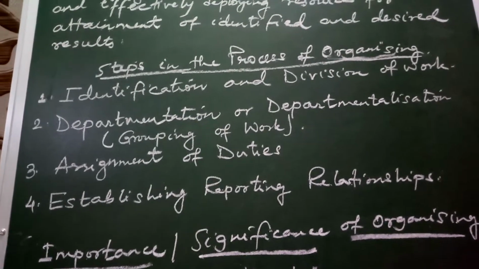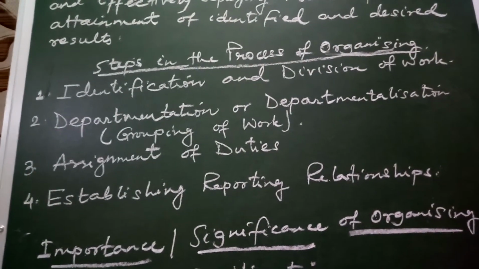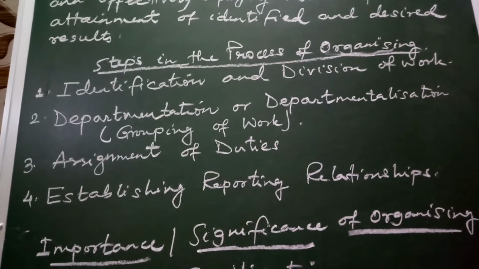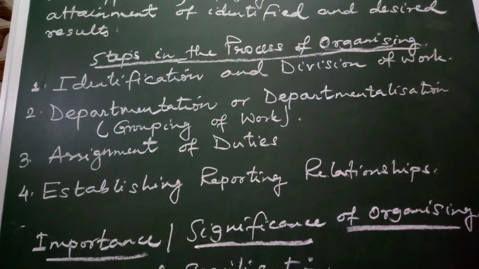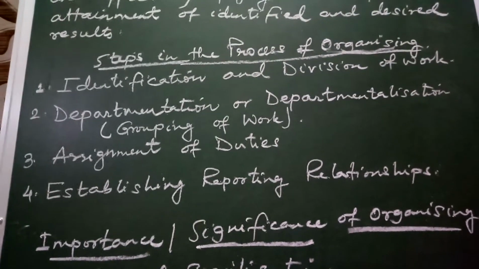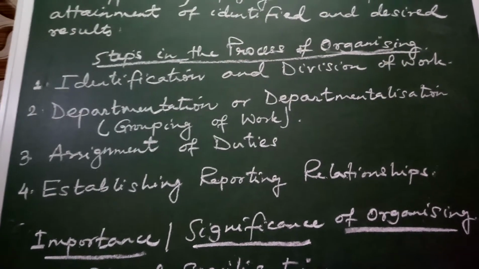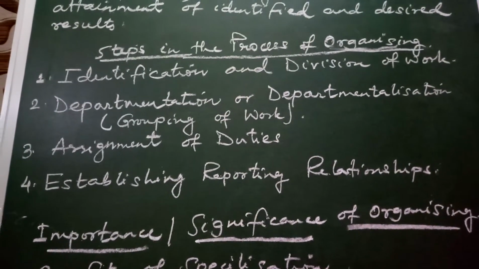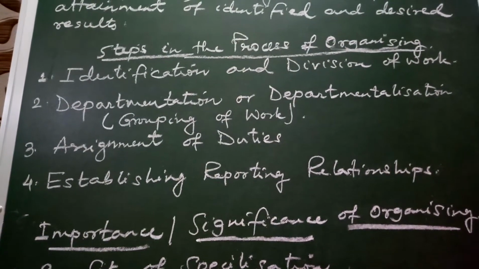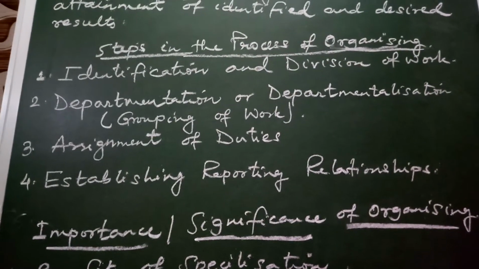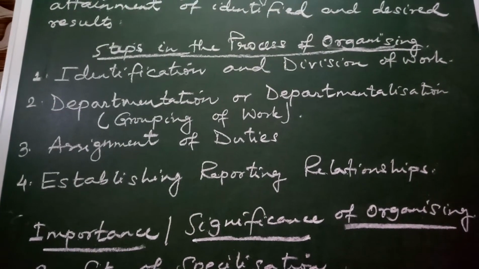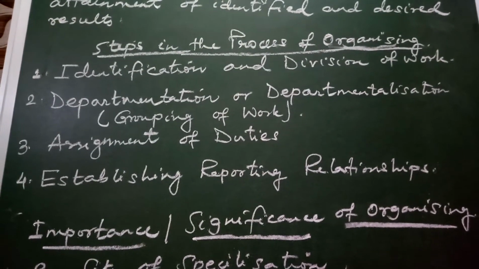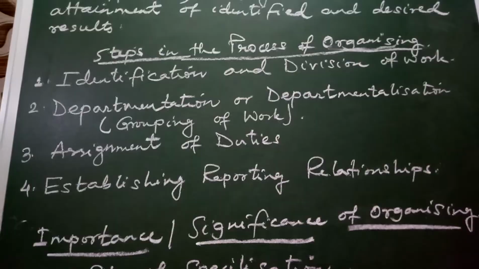So the entire process of organizing says that first we have to identify the work, then we have to divide the work into smaller parts. After division of the work, we have to group those similar activities under different heads, that is departmentization. Then according to departments, work has to be assigned and the work must be given to the best worker who can do that work, and after that a superior subordinate relationship has to be made so that the worker knows whom he has to take orders from and whom he has to report to.